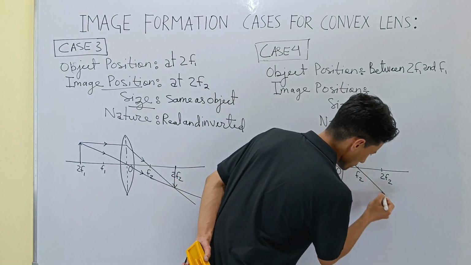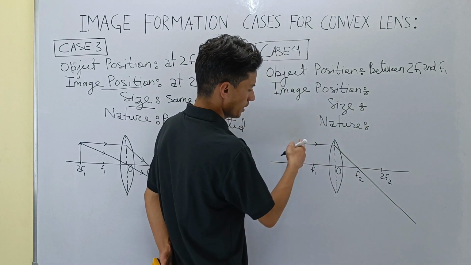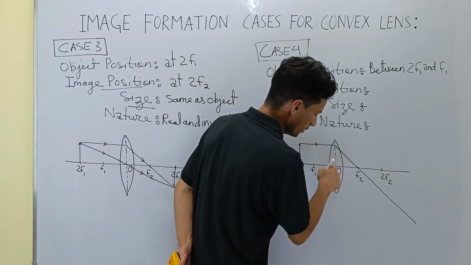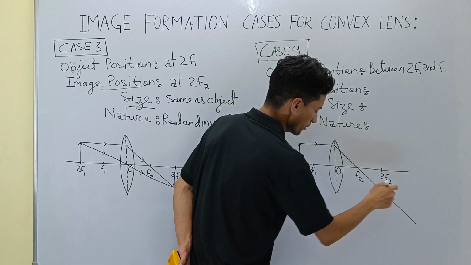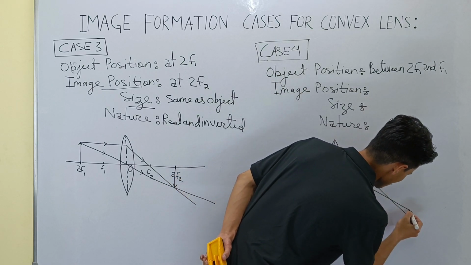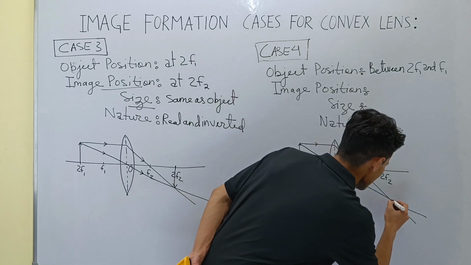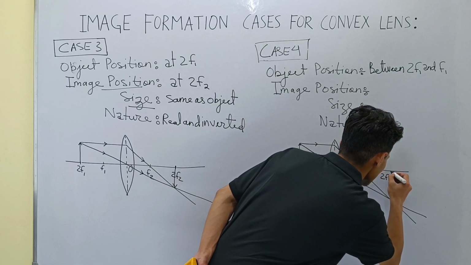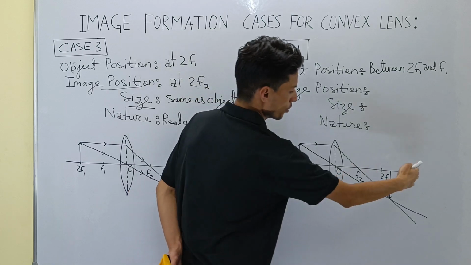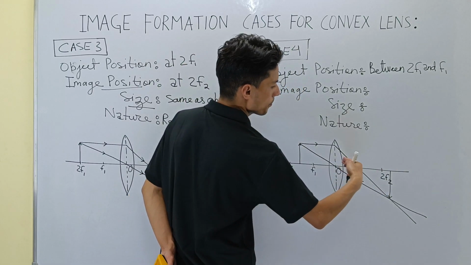Yes, correct. It passes through f2. Then ray 2, case 3. It will enter through the optical center and go without any deviation. So let it enter through this, and then where do they meet? They meet at this point. So it is here. It's beyond 2f2. The image is formed beyond 2f2.